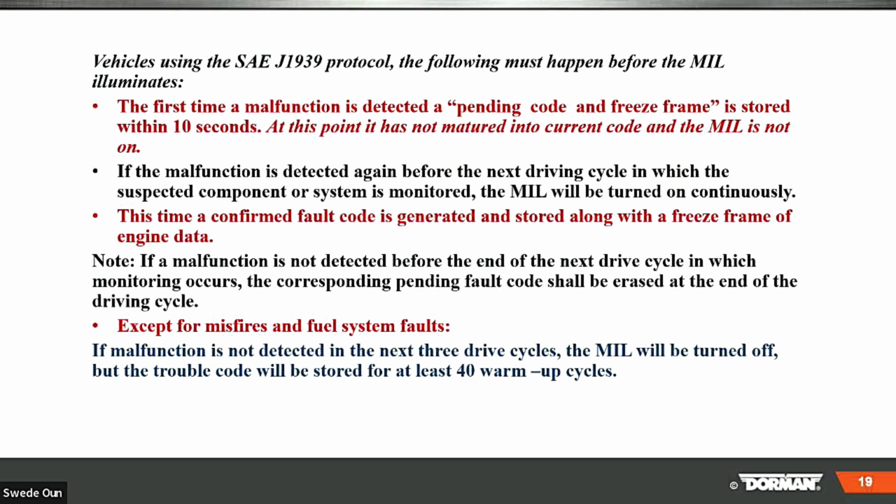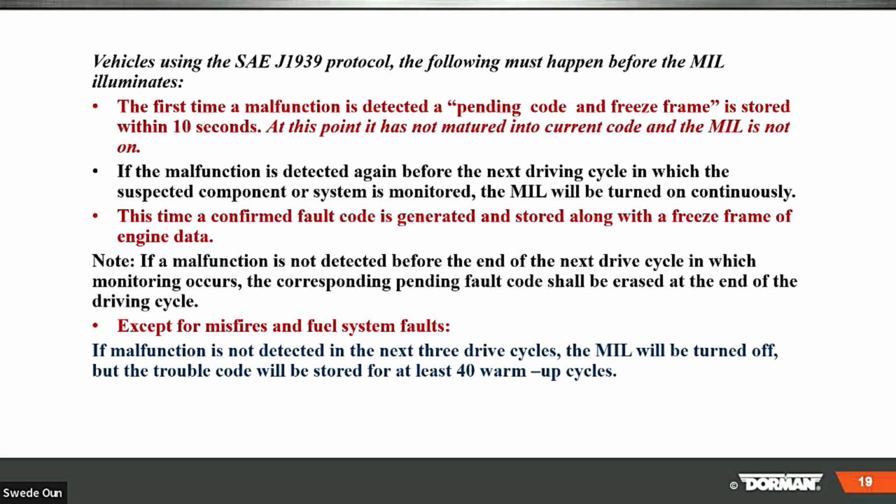Okay. If the malfunction is detected again before the next driving cycle in which the suspected component or system is monitored, the MIL will be turned on continuously. This time, a confirmed fault code is generated and stored along with a freeze frame or engine data. And this is why when you get into your scan tools, you see the pending, you get the matured or active codes and all that stuff. But that freeze frame is so huge. That's one of the requirements, and I'll get to freeze frame in a second.